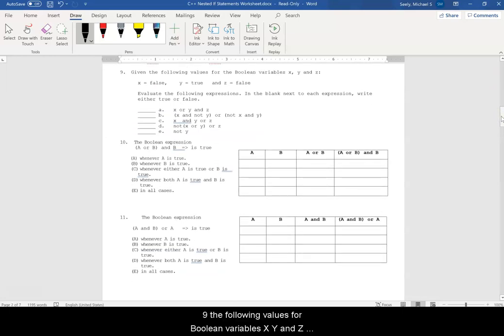Number 9, the following values for Boolean variables x, y, and z: false, true, false. Evaluate the following expressions. I guess we're just going to do left to right here. So false or true is one or the other true. That's true. So that side's true. And then we look at z as false. So we got true and false is false.